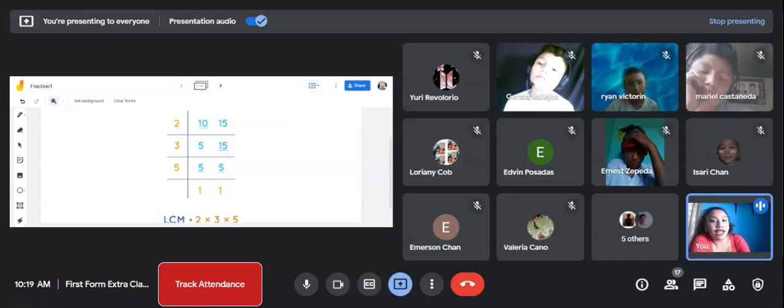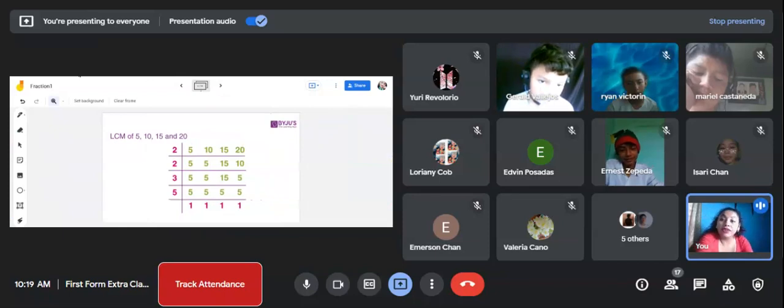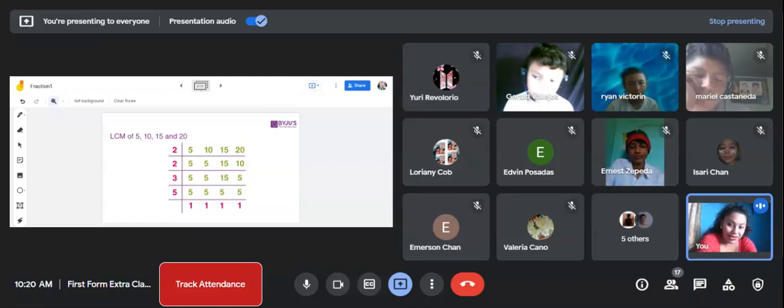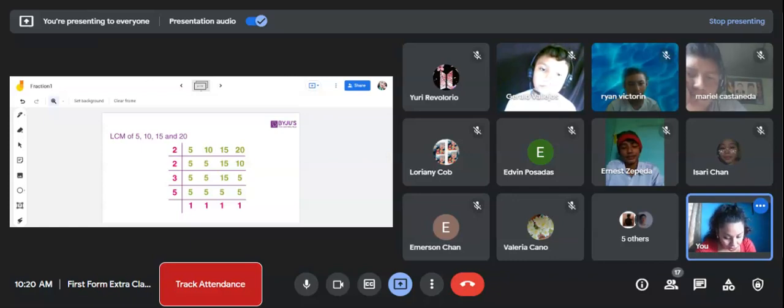And then this ladder can be used when you have even more numbers, like when they give you a question that has 2 over 5 plus 3 over 10 plus 10 over 15 plus 5 over 20, and they tell you add these four fractions and give me an answer. Then you can also use this table method to divide all of those things and find your LCM.